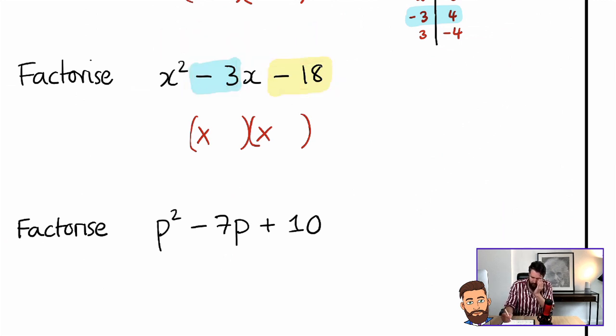So, what we're going to do, as always, we're going to list the factors of c, which is -18. Okay, what makes -18? Well, to make a minus, I need a mixture. So I need a positive and a negative.